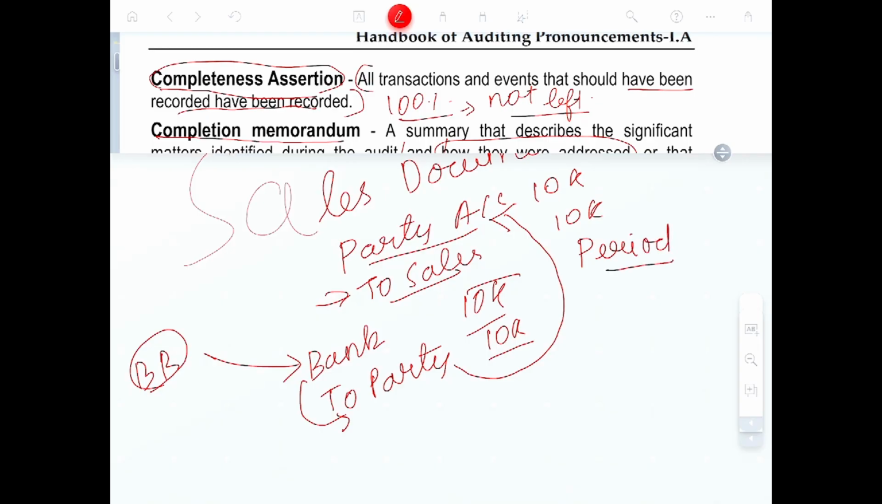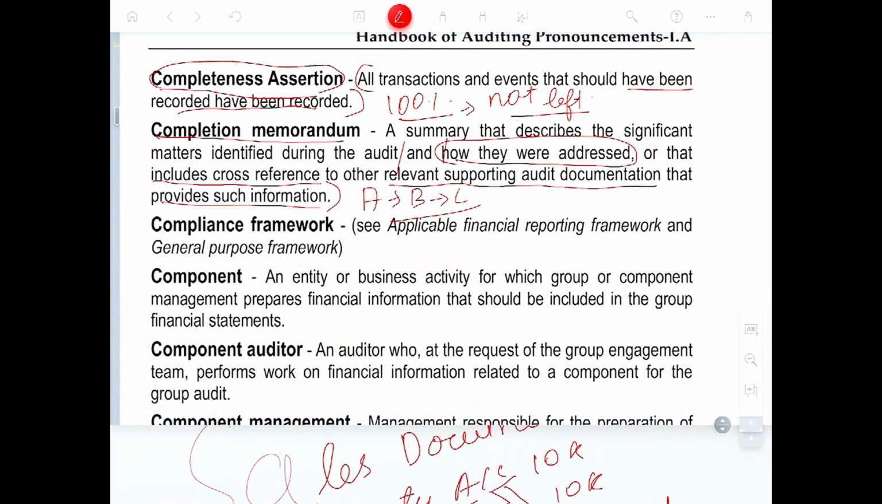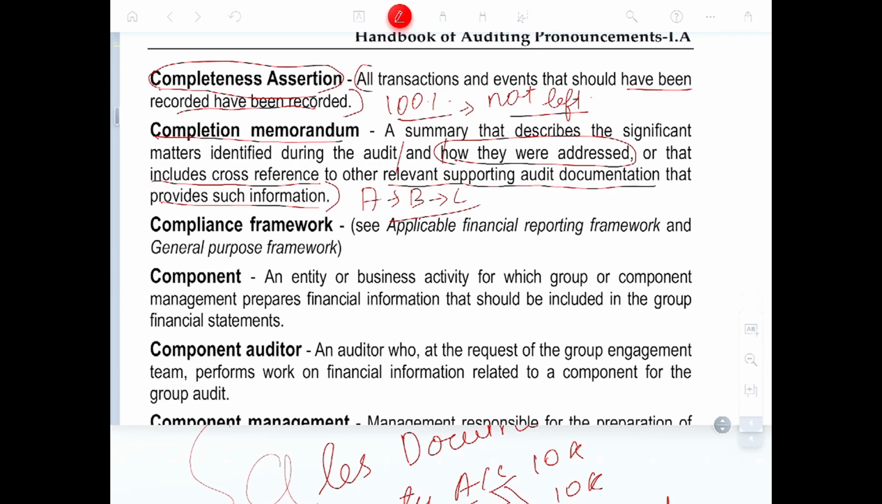This is how we can explain the completion memorandum: a summary that describes a significant matter identified during the audit and how it is addressed, including cross-references to other relevant supporting audit documents that provide certain information.